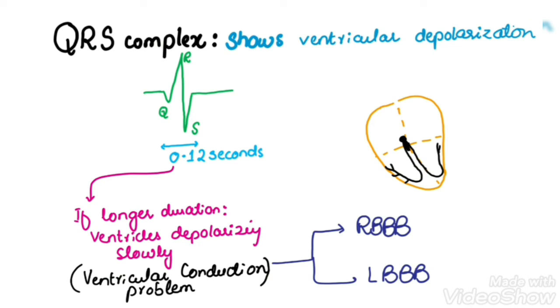The AV node is connected to the bundle of His, which branches into right and left branches of the conduction system. If there is a block in these branches, it gives rise to RBBB or LBBB. In this case, the ventricles depolarize slowly, and so the QRS is of longer duration or broad.